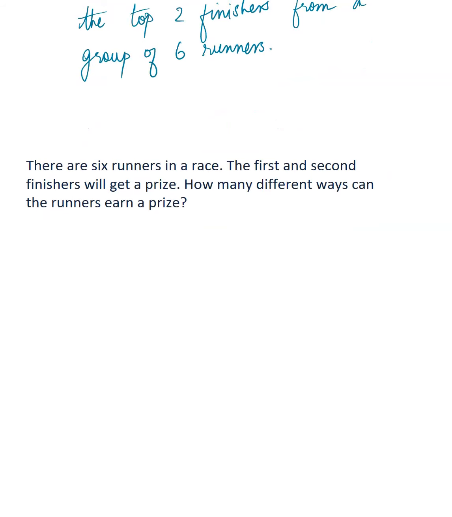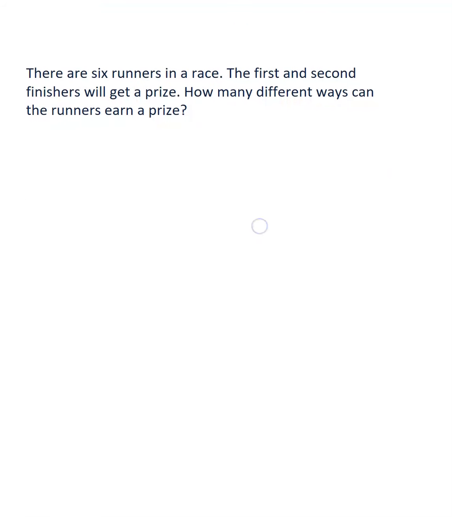Let's take a twist in the same problem. There are 6 runners in a race. The first and second finishers will get a prize. How many different ways can the runners earn a prize? So you see the first and the second, and in your head you're thinking, yes, that looks like priority. But that was not the question. That was one of the data in your question.